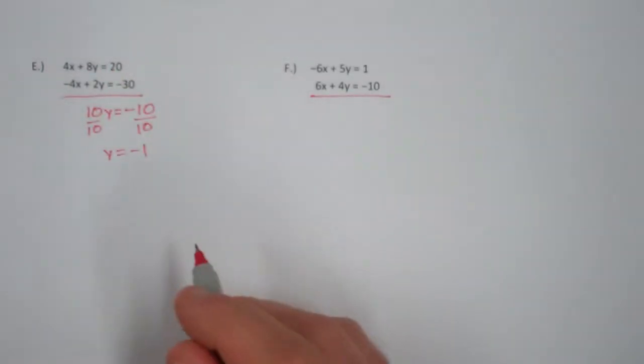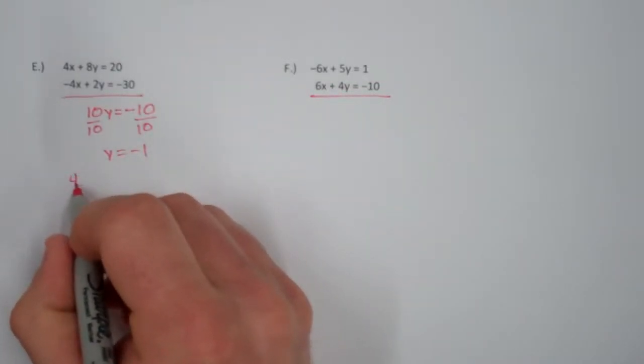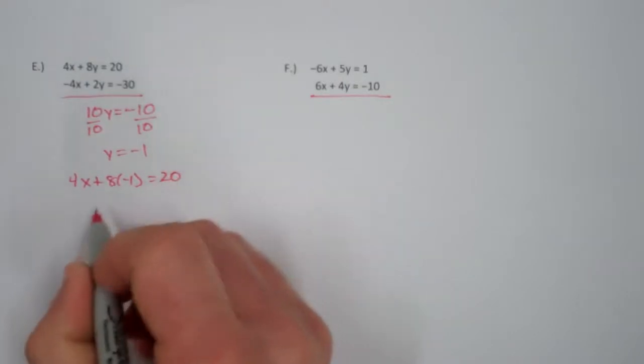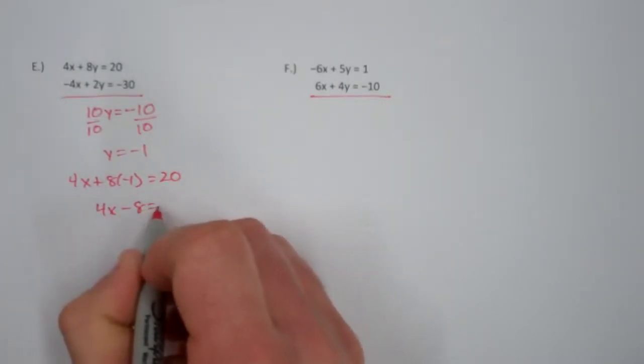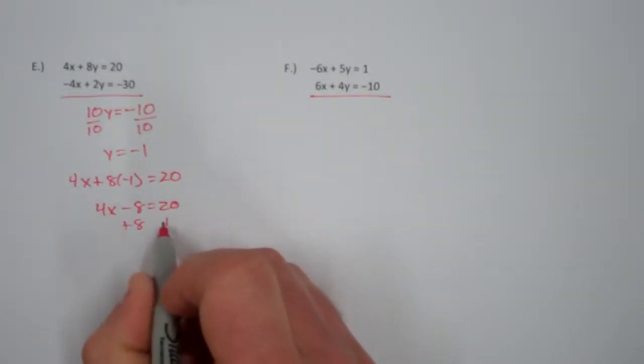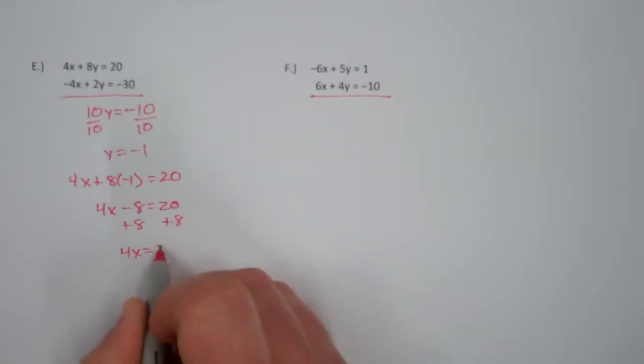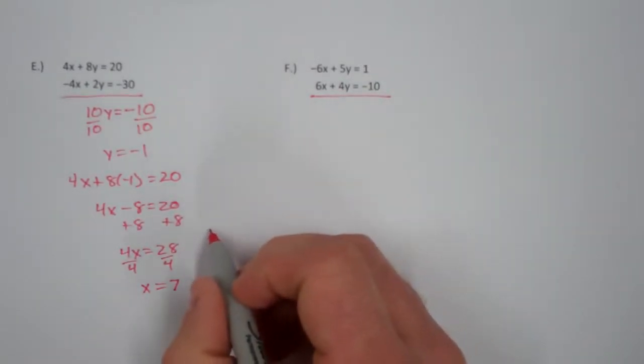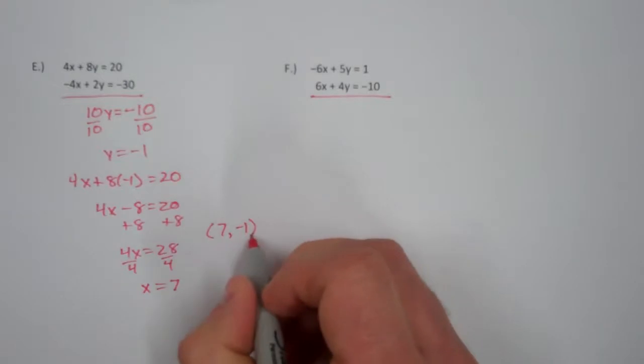Either one you can choose to find x. Let's just do the first one. So we've got 4x plus 8 times y, which is negative 1, is equal to 20. 4x minus 8 is equal to 20. We'll add 8, and 4x is equal to 28. Divide by 4, and we find x to be 7 for this one. So we believe the answer is 7, negative 1.